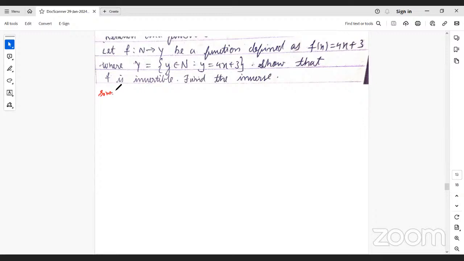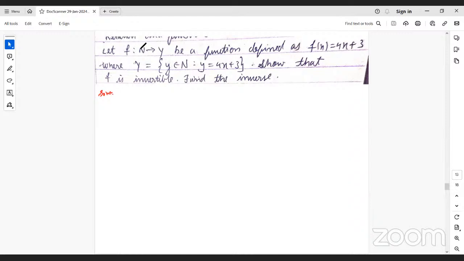Solution. First we need to understand the question. The function is defined from N to Y. f is a function from N to Y, that is, from the set of natural numbers to the set Y. The set Y is also given: Y belongs to N such that y is equal to 4x plus 3, and the definition of the function is f of x is equal to 4x plus 3.